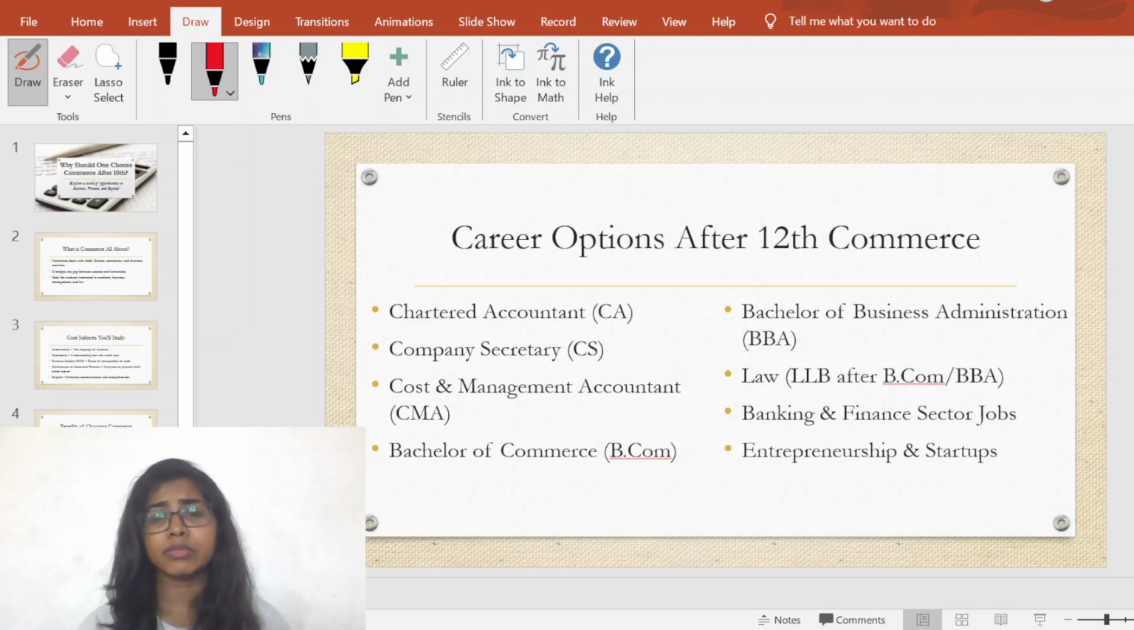Law can be started immediately after 12th, or it can be started after BCom or any other graduate degree as well. Banking and finance sector jobs. You can give bank PO, different PSU exams, etc., to land up in a government job. There is a myth that only science students have an option to go for government jobs, but it's not the case. Through commerce, you can go for the banking sector, that is government jobs. Entrepreneurship and startups is obviously there, as discussed before.